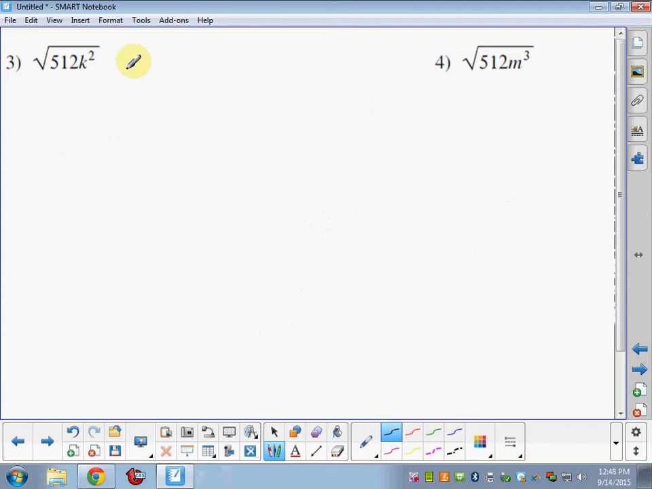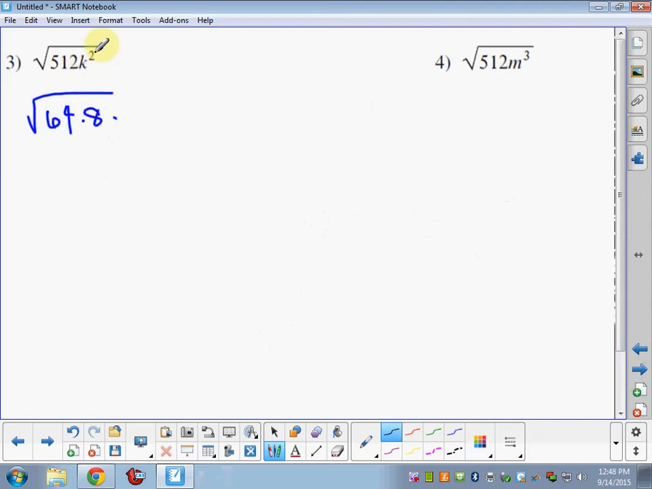Now in this example with 512k, 512 is a big number, so I don't know if I necessarily want to do the prime factorization. With 512, I might do guess and check. So I would do maybe 512 divided by 81 first. That gives me a decimal. So I might go to a lower one and do 64. So 512 divided by 64 is 8. Okay, so that I know gives me a perfect square. So I have 64 times 8.